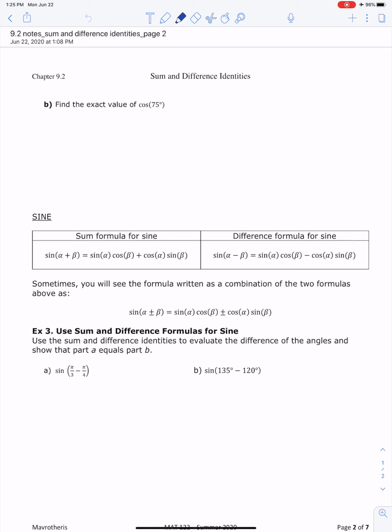9.2 notes, sum and difference identities. This is page 2. And we're going to start by doing the same thing we did on page 1. And we're going to go ahead and find the value of cosine 75 degrees.